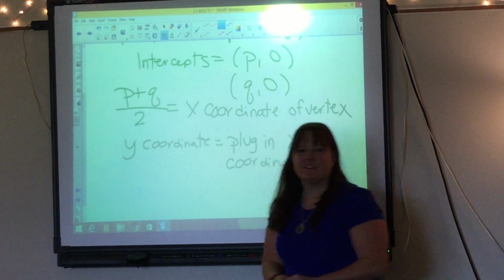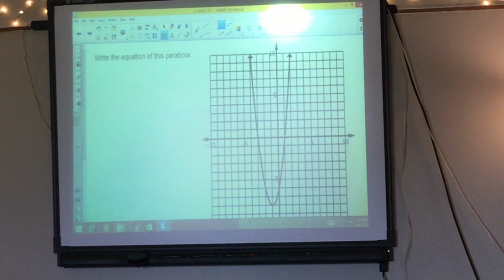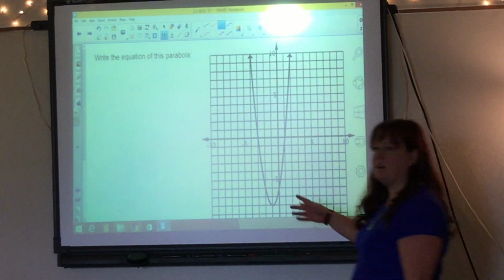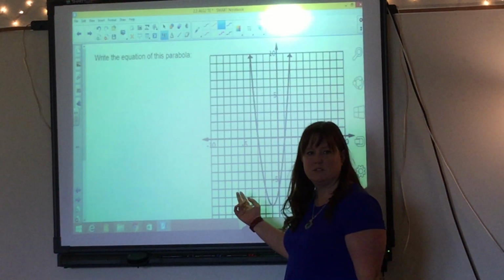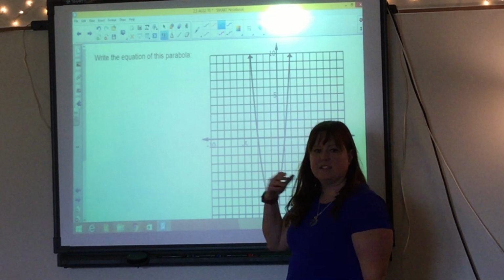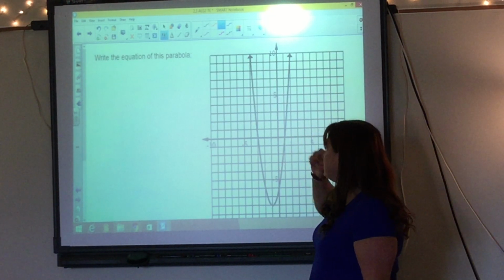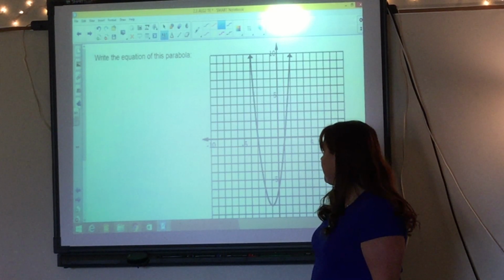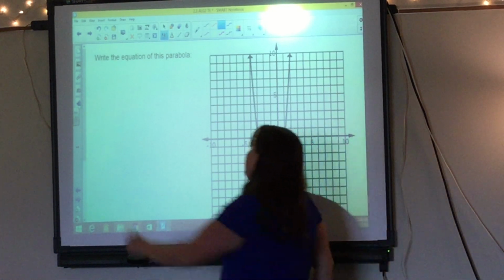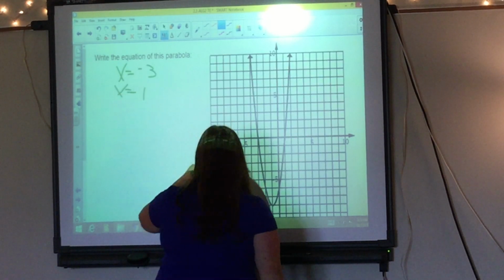So let's take a look. Let's graph something in intercept form. Or no, let's write an equation of it. Okay, we're gonna write the equation of this parabola. Is this the intercept one? Wait, is that the next one down from this? Yeah, so you should have this one on there. Okay, what are the intercepts of this parabola? 1 and negative 3. Okay, so x equals -3 and x equals 1.